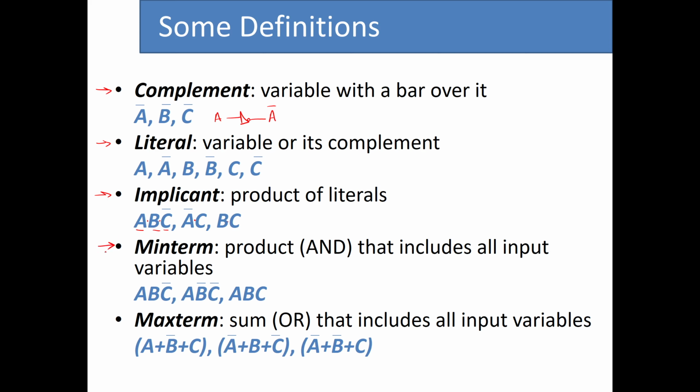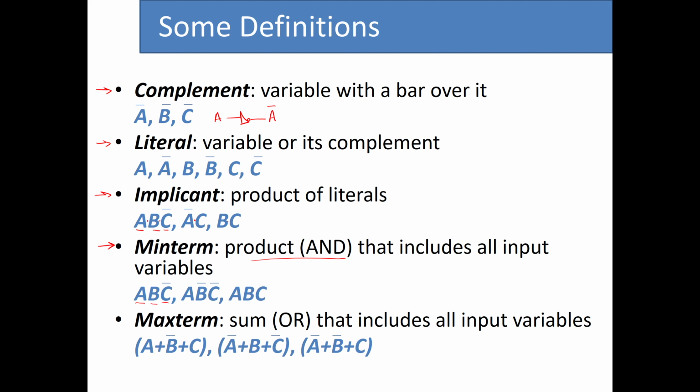Then we have minterm, which is the product or AND of all the variables that we have for a specific function. So if we are trying to find out what is the relationship between outputs and 3 inputs, a minterm is going to be a product that contains all the variables. So A, B, and C. Of course, here we have C bar, but it is variable C nonetheless, right? It is the complement of variable C.